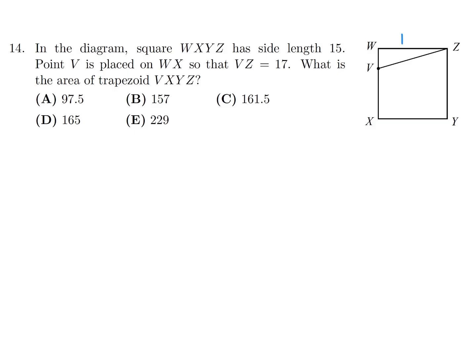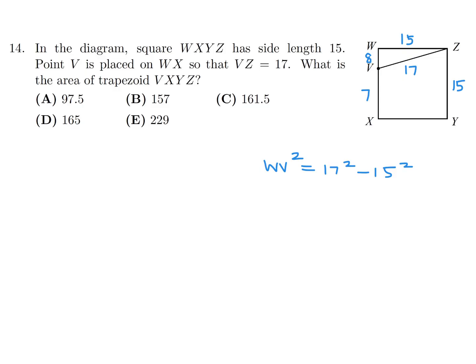So this is 15. This is 15 because it's a square. And then what else do we know here? VZ is 17. Okay, so using Pythagoras, you can figure out WV, 17 squared minus 15 squared. When you do that math, you will get 8. So that means VX is 7. And then what do they want?